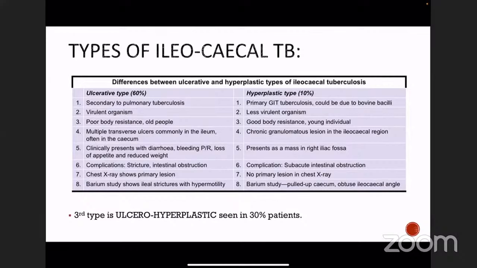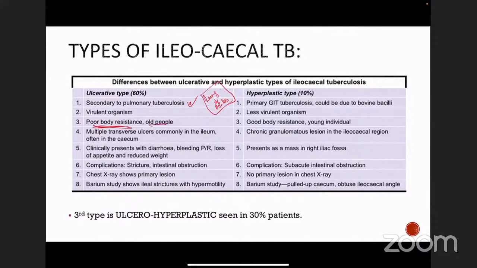So this ulcerative type is secondary to pulmonary tuberculosis. So this patient is already having very low immunity. Why? Because he already has infection in the lung, and now his abdomen is also getting involved. So lung plus abdomen, he is having both tuberculosis. So he must be having very low immunity. Poor body resistance will be there.